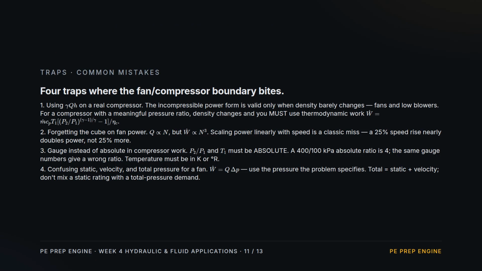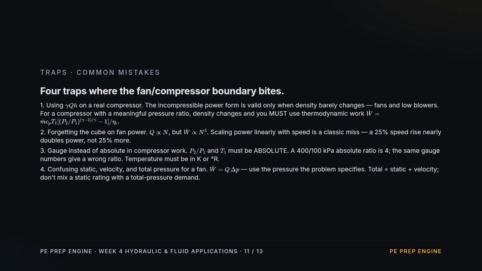4 traps on the boundary between incompressible and compressible. 1. Using gamma QH on a real compressor. That form only holds when density barely changes, fans and low blowers. For a meaningful pressure ratio, switch to thermodynamic work. 2. Forgetting the cube on fan power. Flow scales linearly with speed, but power with the cube, so a 25% speed rise nearly doubles power.